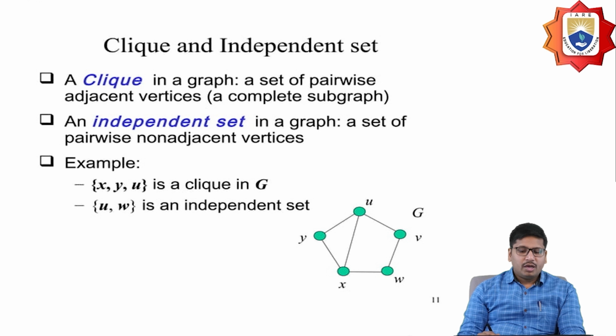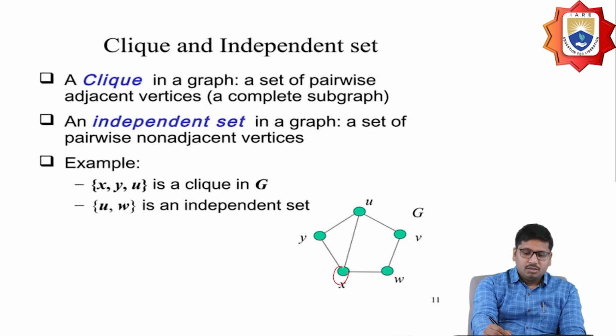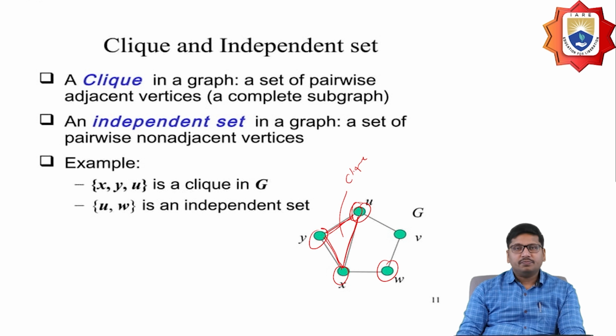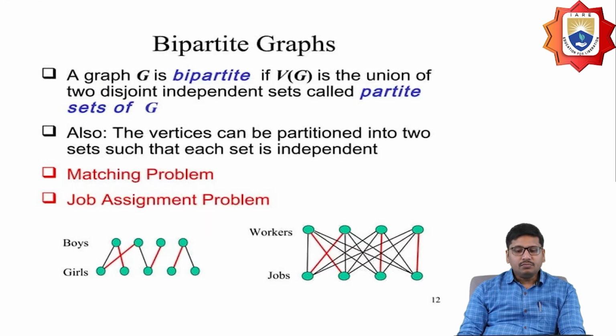Suppose if I have x, y, and u, then these should be a clique, pairwise adjacent vertices. So this should be called a clique of the graph. An independent set means that u and v should be entirely different. There is no connection between them. So that's why it should be the independent set of the graph.